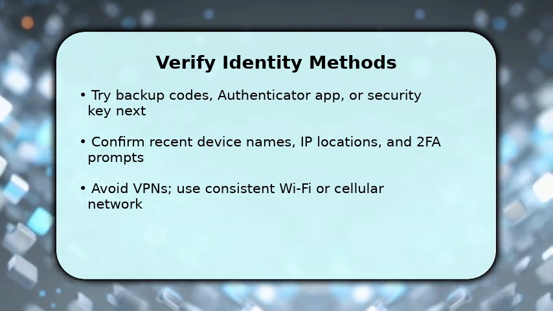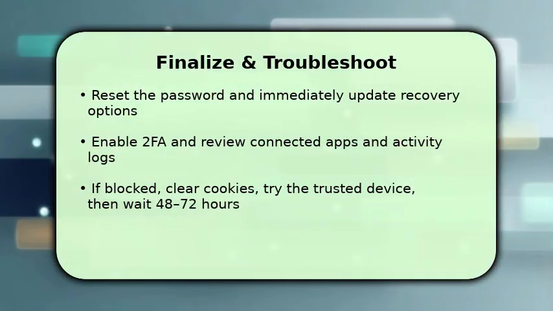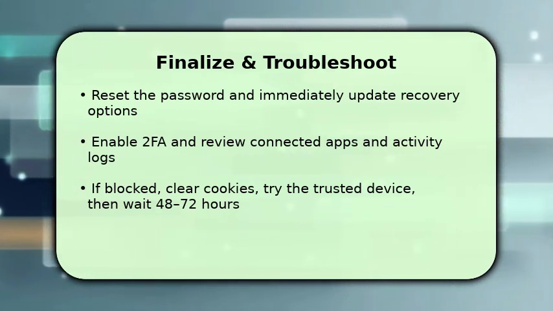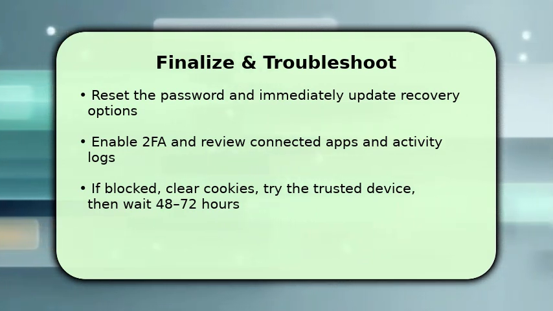telemetry from your devices. You finish by creating a strong new password and confirming recovery email and phone so you don't repeat this. Then enable two-step verification and remove suspicious app access. This prevents future lockouts. If recovery fails, submit the recovery form with consistent details and avoid rapid repeated attempts.